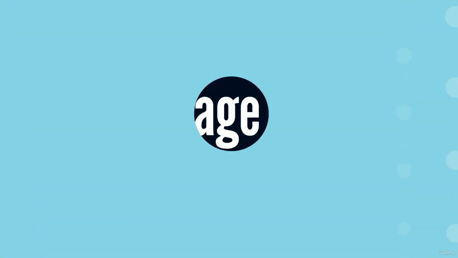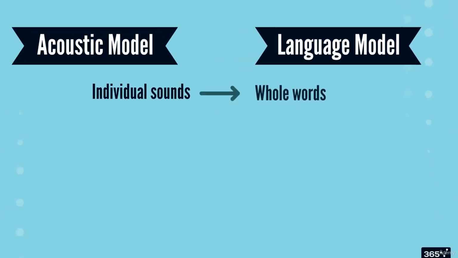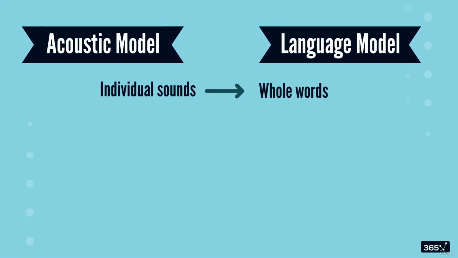Now, let's move on to language modeling and its role in speech recognition. A language model uses the sequence of phonemes identified by the acoustic model to piece together the actual words and sentences being spoken. It helps the system understand which combinations of phonemes make sense as words in a given language.